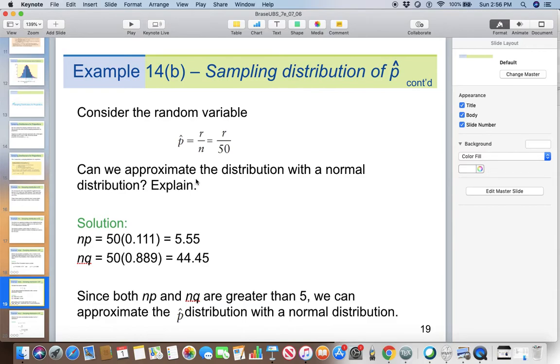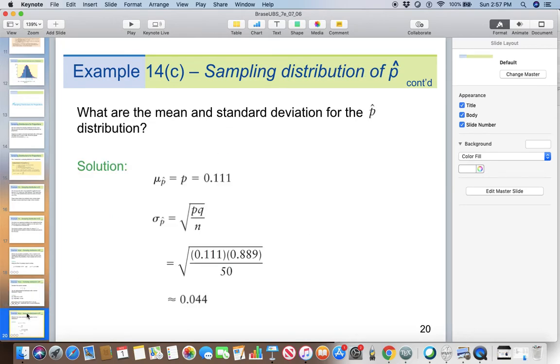Question is, can we approximate the distribution with a normal distribution? Well, we can if, let's look at n times P. 50 times probability of success, which is 5.55, n times Q, 44.4. See, both these numbers are greater than 5. Then yes, we can approximate the P hat distribution, that's this, with a normal distribution.